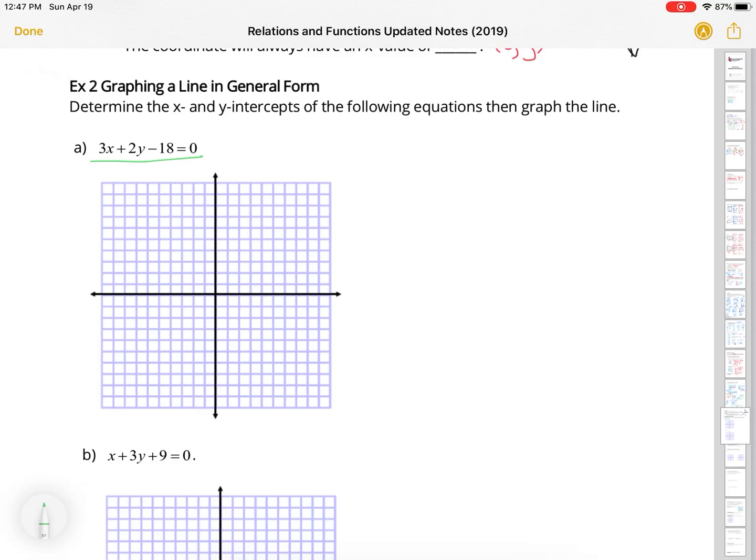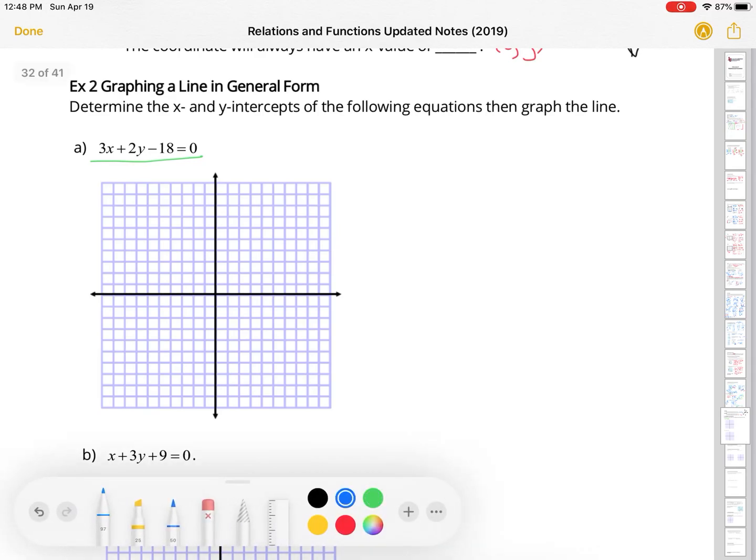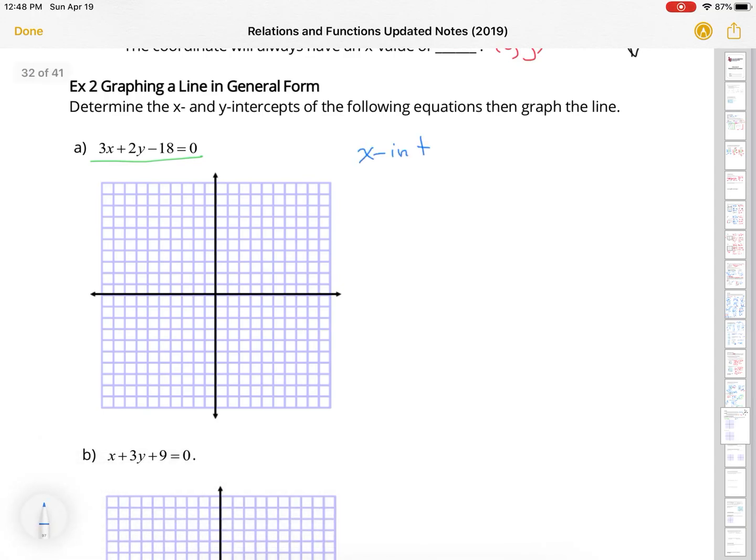3x plus 2y minus 18 equals 0. Now, we want to graph that. The most convenient way is to find the x and y intercepts and plot those points. So, to find the x-intercept, we make y equals 0. So we go 3x plus 2 times 0 minus 18 equals 0. And then we rearrange to solve for x.